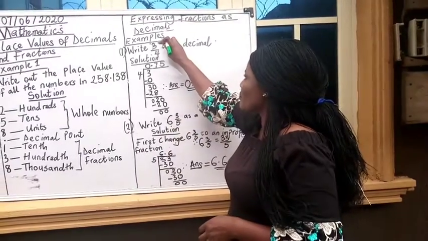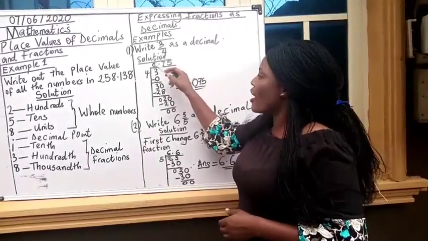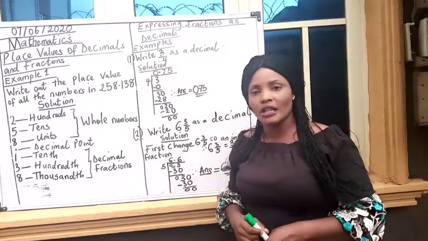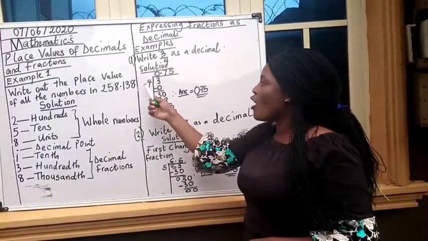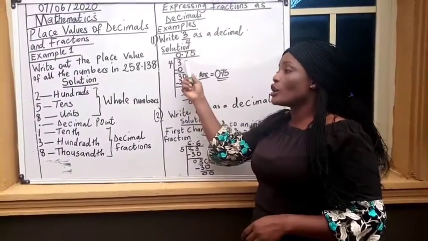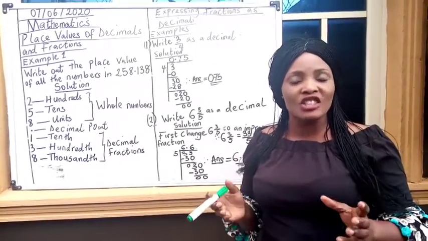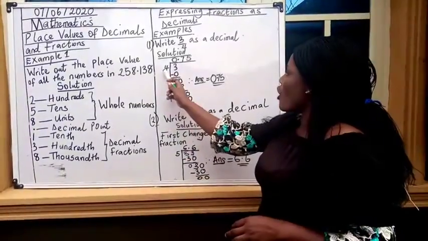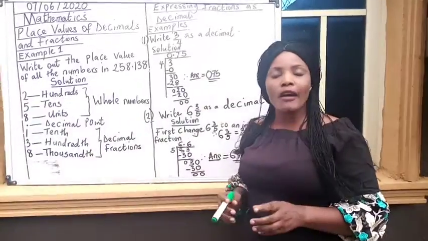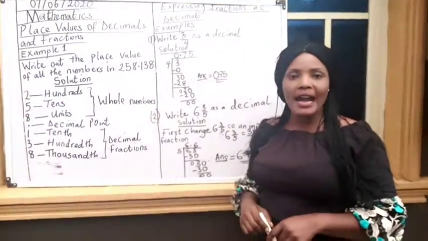Then you can see my 3 is inside because it's the numerator, while my 4 is outside because it's the denominator. Then you will say, how many 4 are you going to see in 3? I believe you all agree with me that it is not possible, because 4 is bigger than 3. So 4 cannot go in 3. Then you write 0.